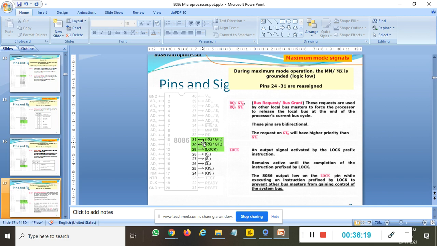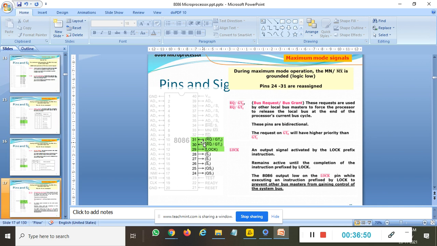RQ0, these requests are used by the local bus master when data transfer to another device takes place through 8086. The local bus master forces the processor to release the local bus for its purpose at the end of the processor's current bus cycle.